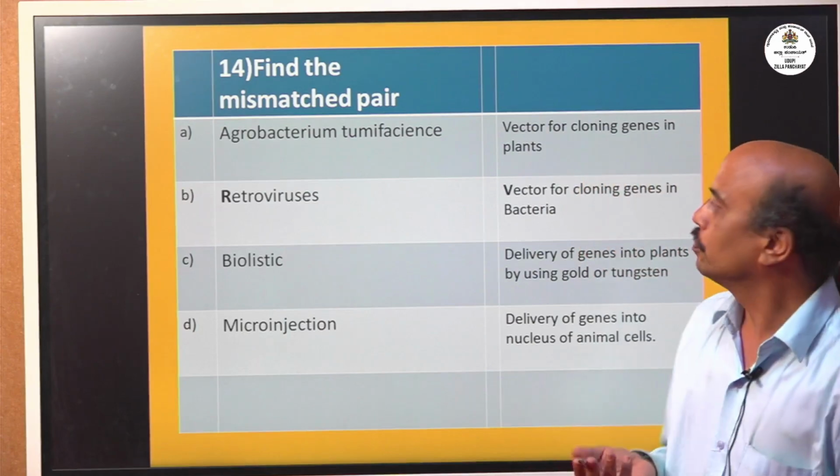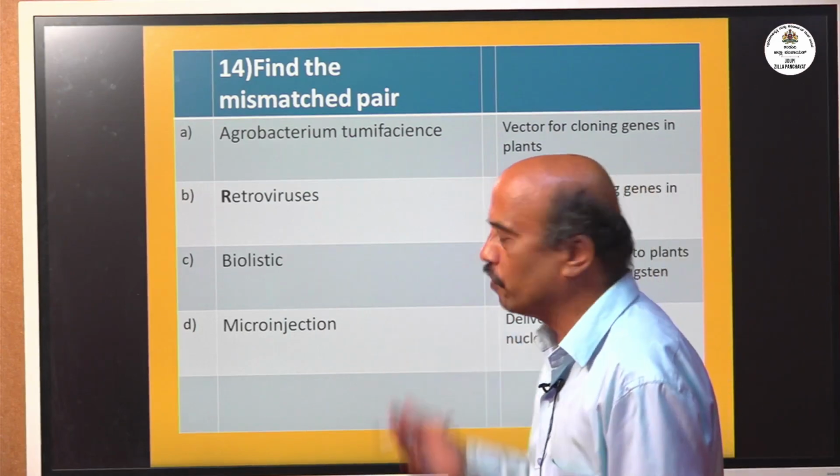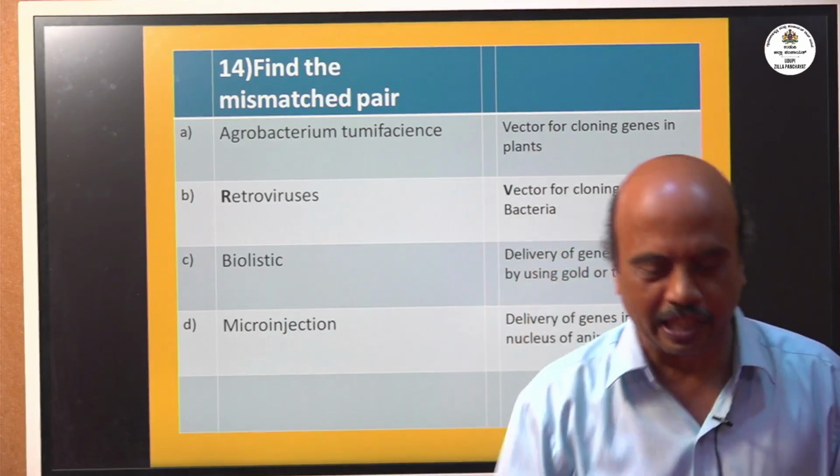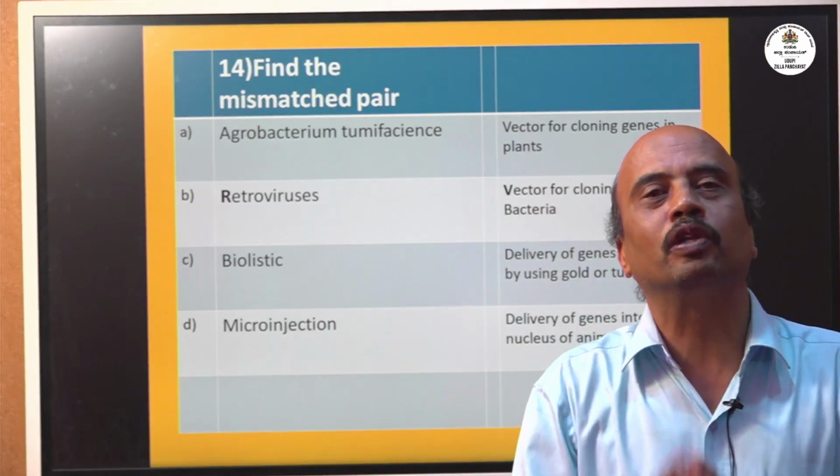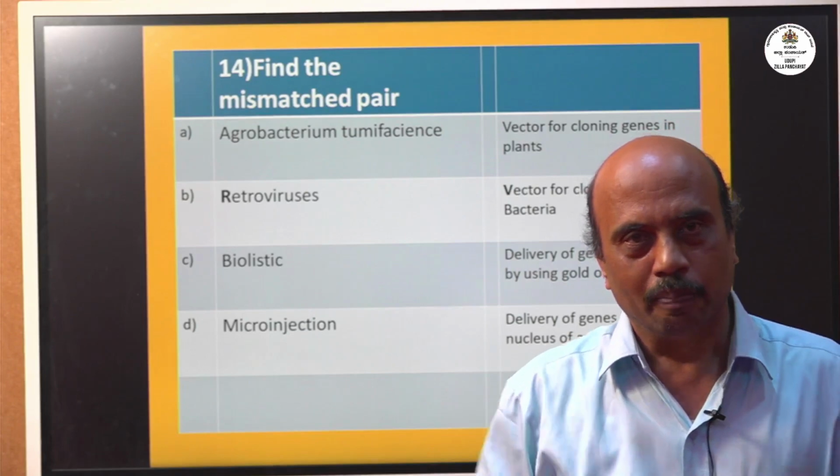You know, Agrobacterium tumefaciens is the bacteria that is present in the soil. It is used to deliver the desired gene into the plants.